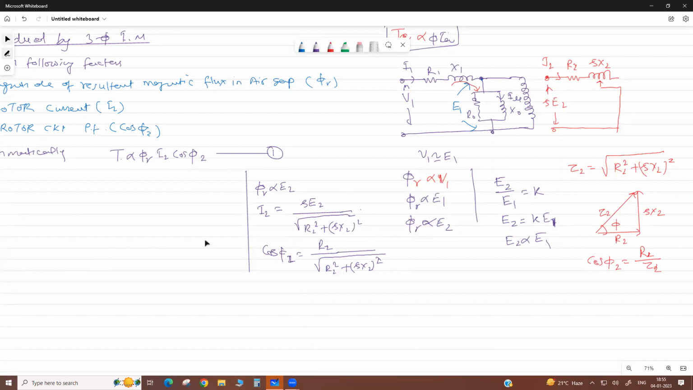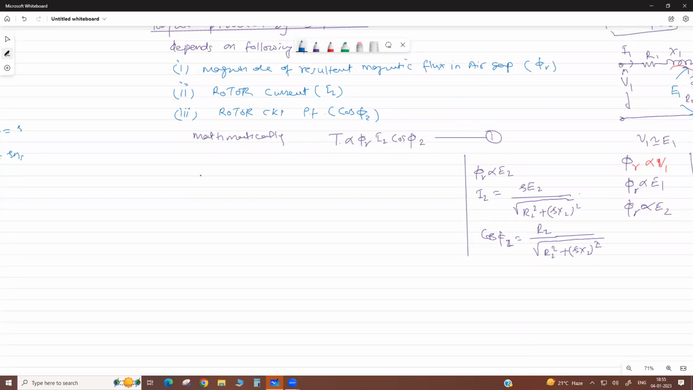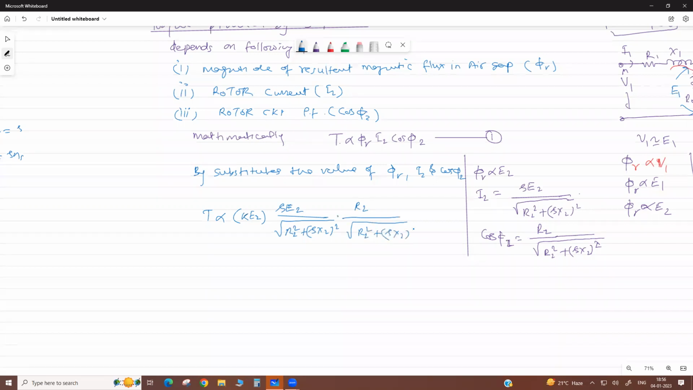Now when we substitute all these values in the torque equation, the values of phi r, I2 and cos phi 2 in equation 1, then we get T is proportional to E2 into rotor current I2, which is slip times E2 by the impedance, square root of R2 square plus sX2 whole square, into the power factor R2 by the same impedance, R2 square plus sX2 whole square.